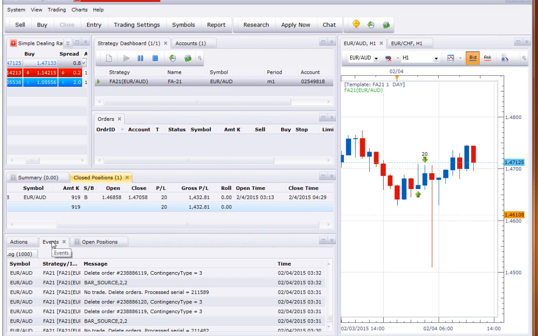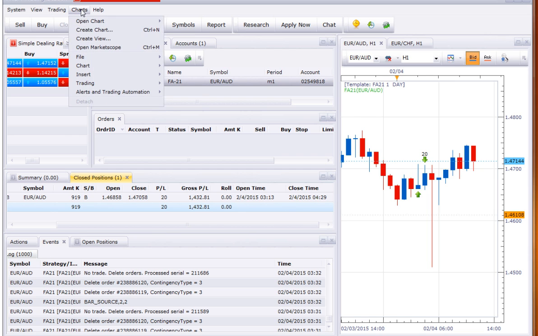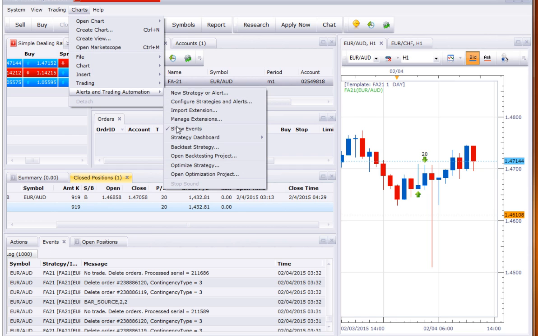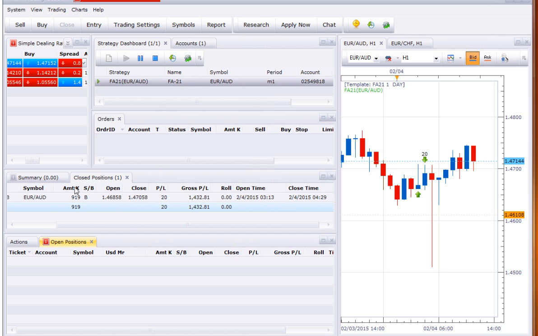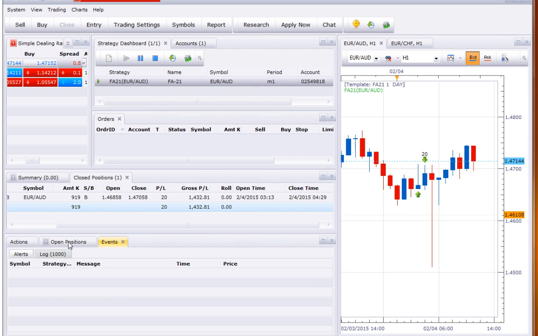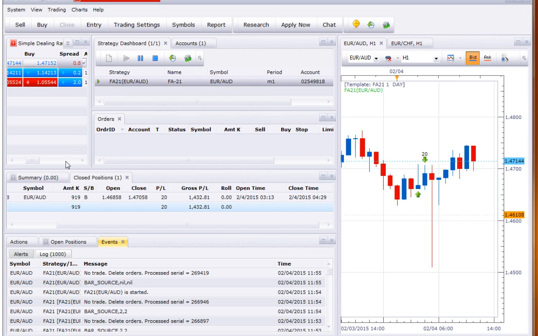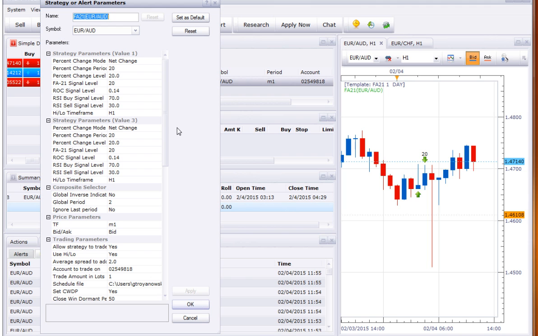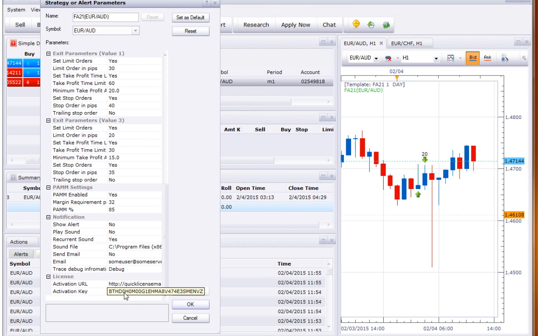Events window, by the way, won't be a default setting when you open up your FXCM. So event show windows right there, right? You want to look at that. It's important to know what's going on. And also, that's a setting. The events log is also a setting in the parameters window. So let me open that up again and show you where that is.